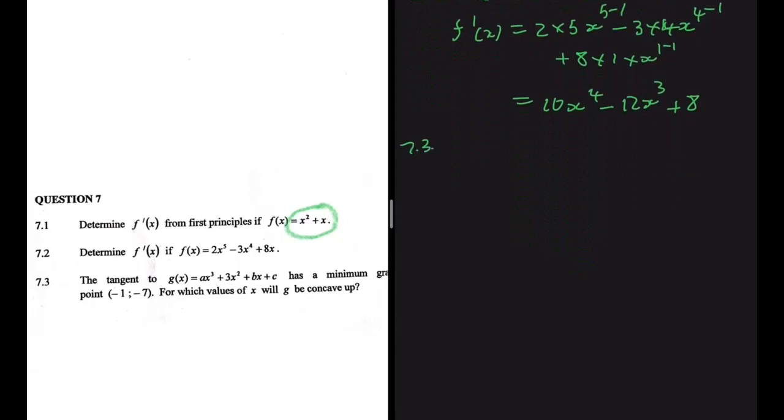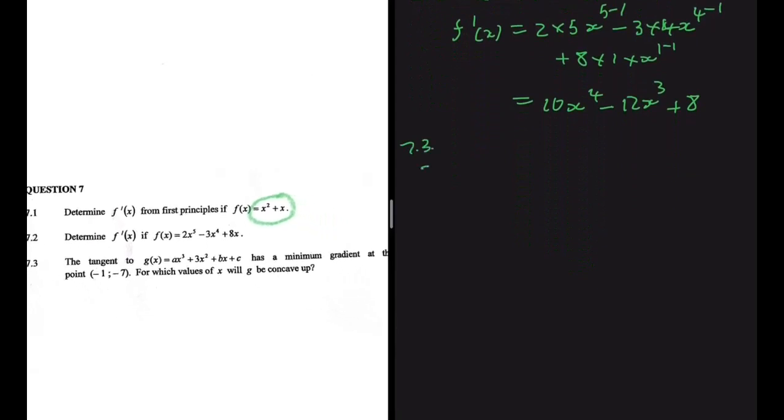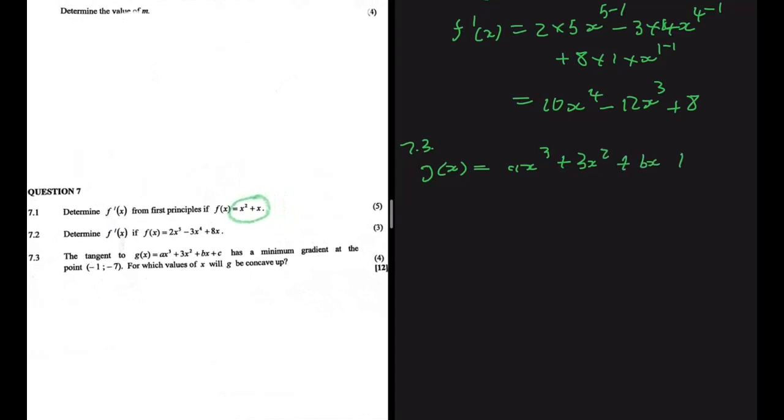So 7.3 is saying here that the tangent to g of x, if our function g of x is equal to ax cubed plus 3x squared plus bx plus c, has a minimum gradient at the point (-1, -7), right? For which values of x will g be concave up?